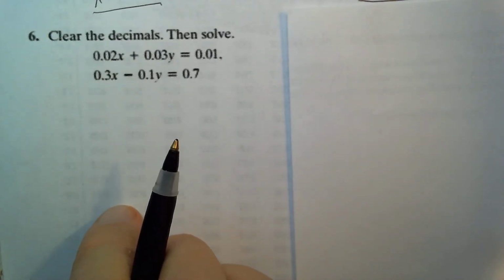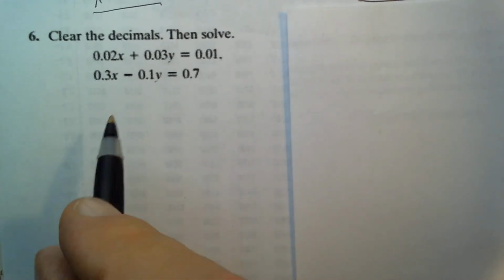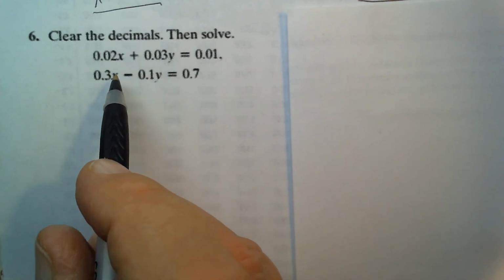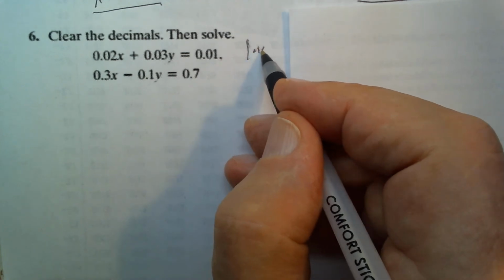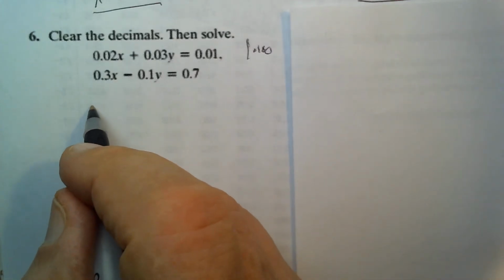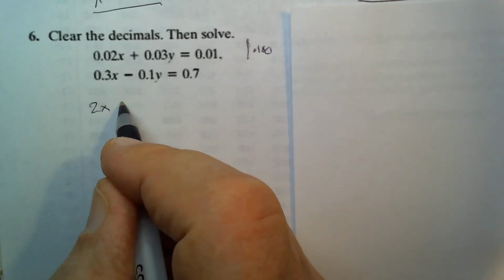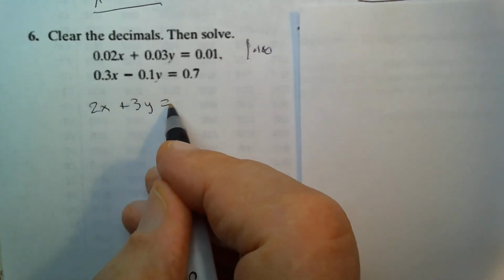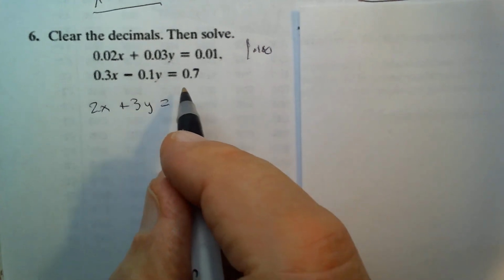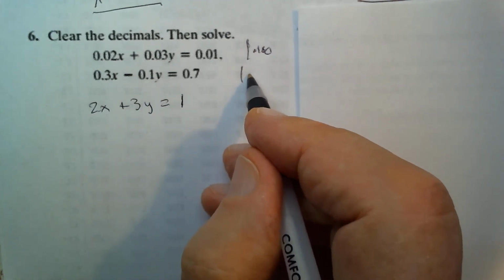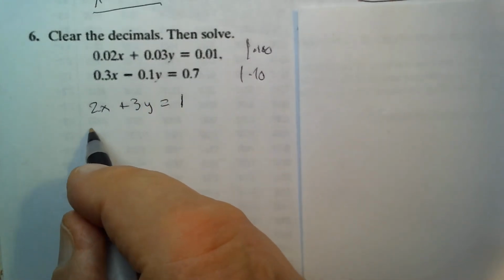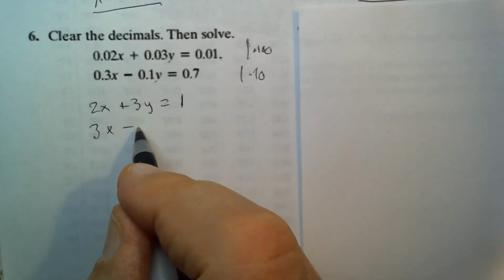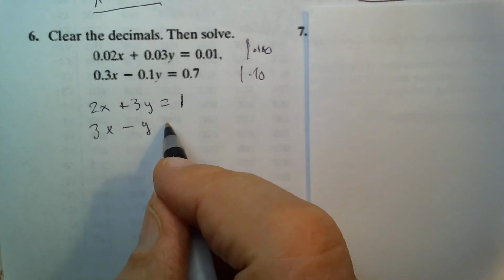Exercise 11 is essentially the same thing. So here it's suggested to clear the decimals and then solve. So for the first equation, we multiply the first equation times 100 to get rid of all the decimals. So that'll give us 2x plus 3y equals 1. And to clear the decimals for the second equation, we just multiply by 10 because there's only one decimal here. So that'll give us 3x minus 1y or minus y equals 7.